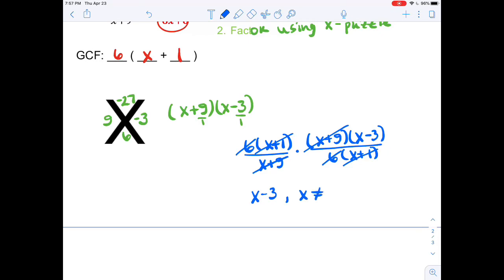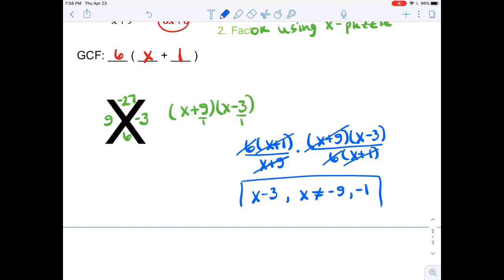So we cannot have x equal to negative 9, because if we had a negative 9, then negative 9 plus 9 would be 0, and that's not allowed. So we cannot equal negative 9. 6 is never going to be equal to 0, so we're not going to have a restriction based on that. And then for x plus 1, we cannot equal negative 1. So our restrictions are negative 9 and negative 1. And we are finished.